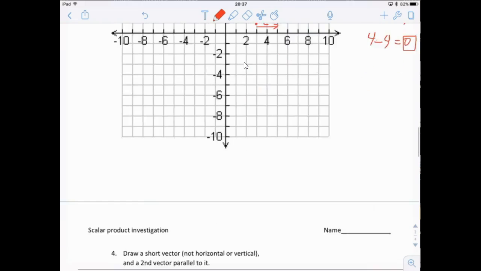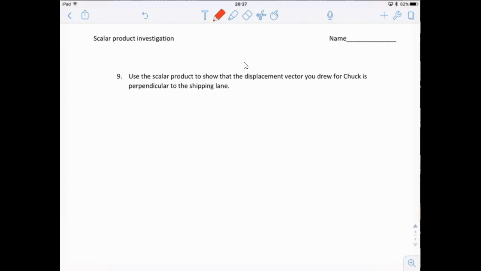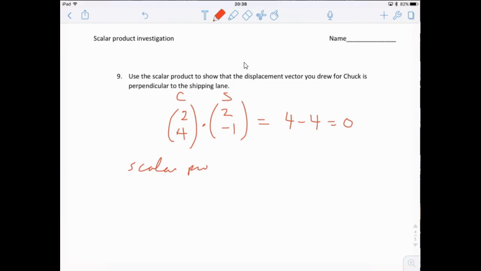Okay, so now we're going to answer the question on the last page, number 9. Use a scalar product to show that the displacement vector you drew for Chuck is perpendicular to the shipping lane. So we had 2, negative 1, and we had 2, 4. And so this was the Chuck displacement vector, this was the shipping lane vector, and by doing the scalar product we found indeed that they are perpendicular because the scalar product was 0. Okay, so scalar product equals 0 means they are perpendicular. And that's it.